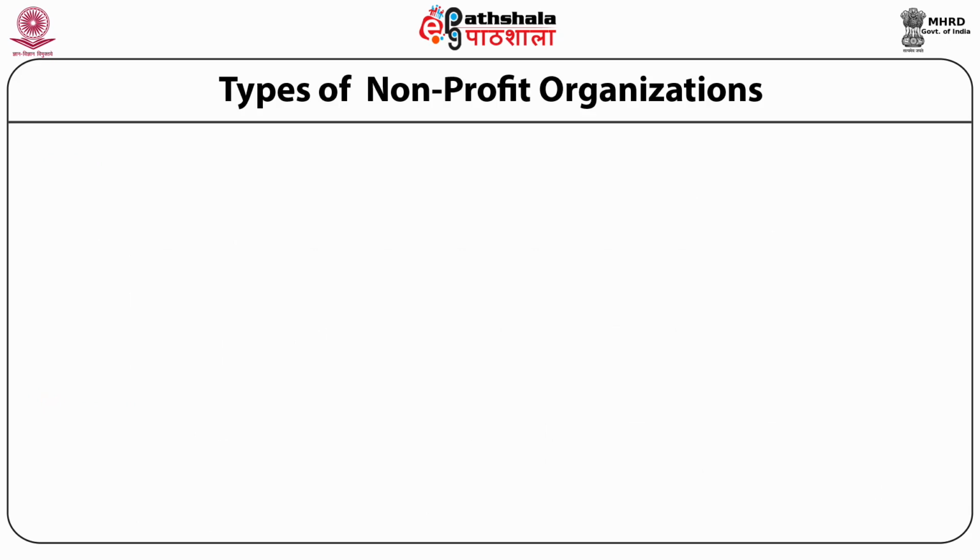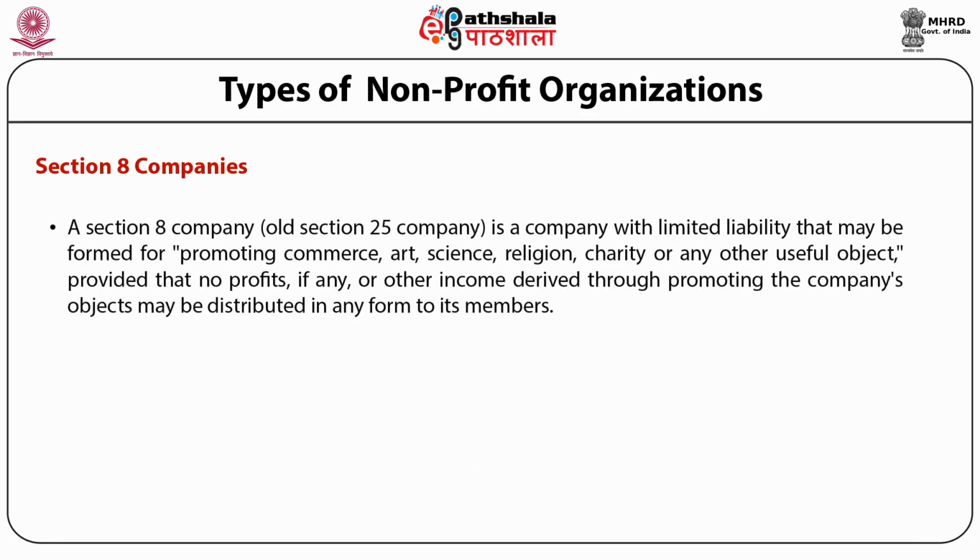The third type of non-profit organization could be companies which are registered under Section 8. A Section 8 company, also known as the old Section 25 company, is a company with limited liability that may be formed for promoting commerce, art, science, religion, charity, or any other useful object, provided that no profit, if any, or any income derived through promoting the company's objects may be distributed in any form to its members.